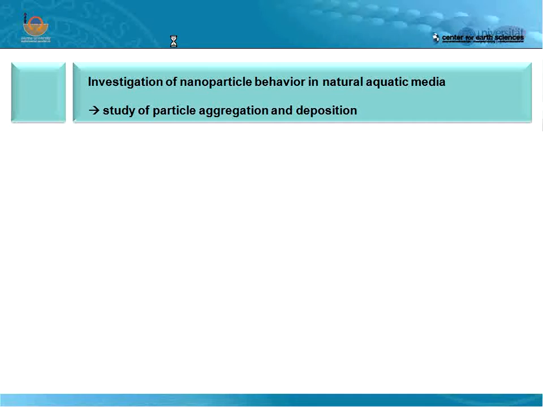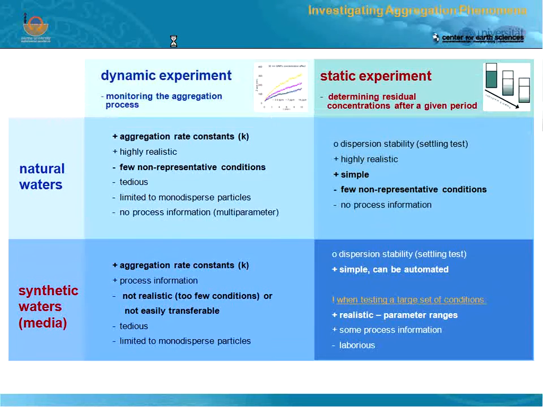So how can we investigate these reactions? We have done, for example, particle aggregation and deposition experiments. That is not only done in our group; a lot of groups in the world have now done deposition, aggregation and settling experiments on nanoparticles. And how can this be done? We can do this mainly in a dynamic experiment or a static experiment. We can do it in natural waters, and we can do it in synthetic waters. These different approaches have different pros and cons.